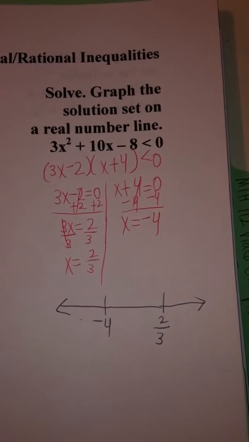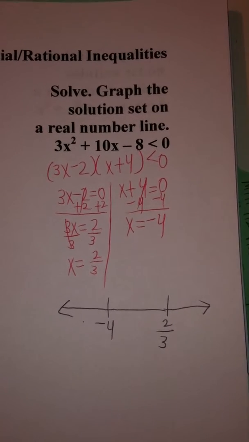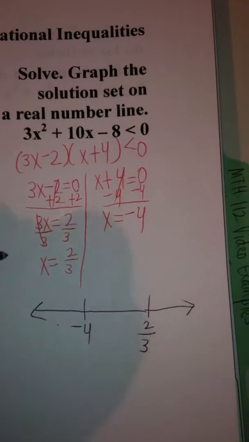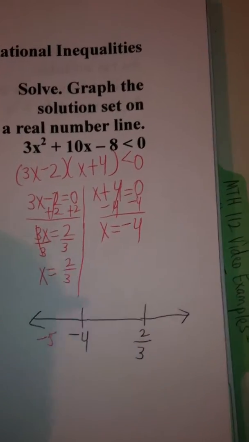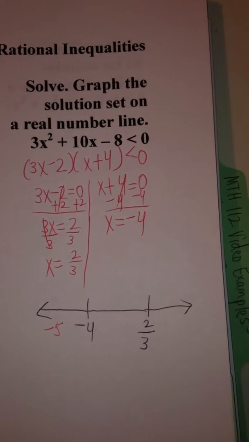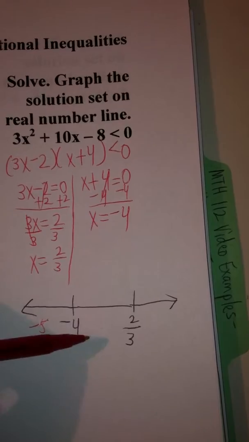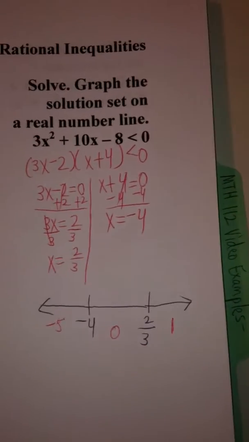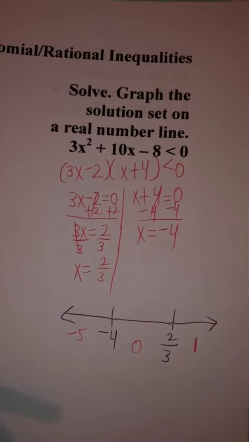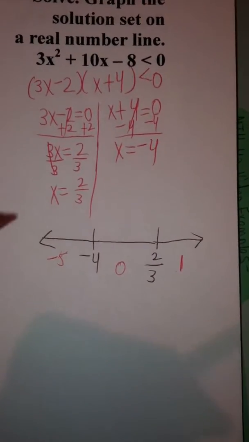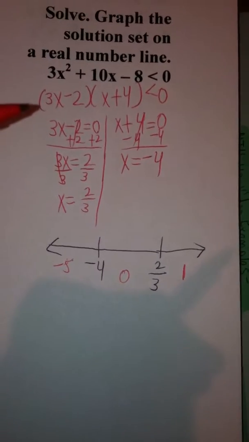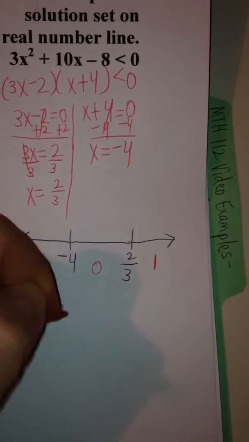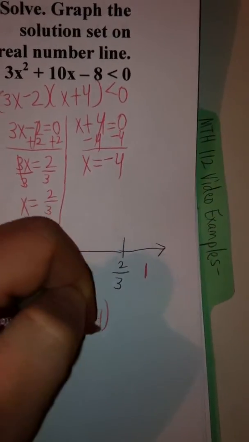We need to pick some numbers to test each interval to make sure what would make the inequality true or false. So I picked less than -4, I chose -5, but you could choose any point less than -4. In between, I chose 0. And then greater than 2/3, I picked 1. So what you do at this point, take each one of your test points and plug them back into the factored inequality. So in other words, we're going to plug them into (3x - 2)(x + 4) < 0.